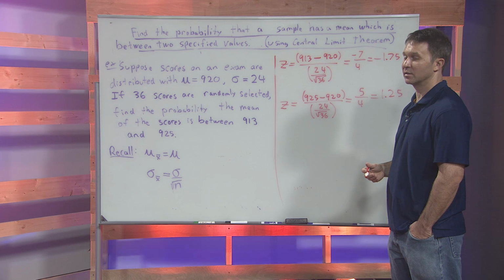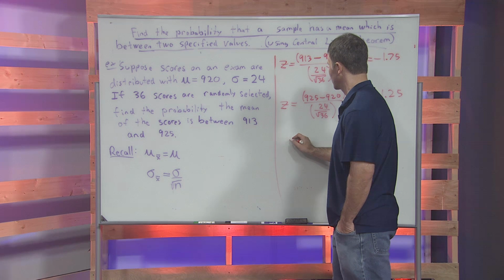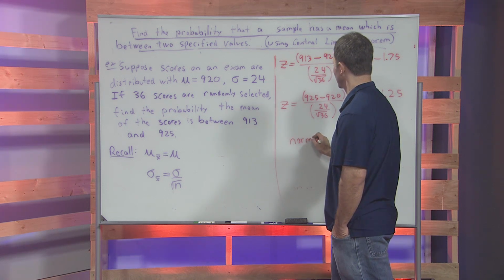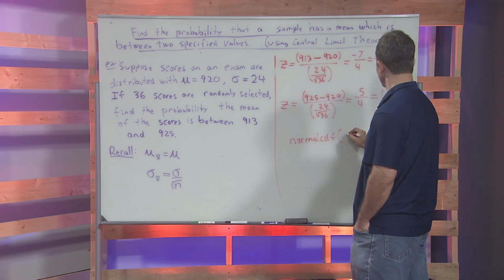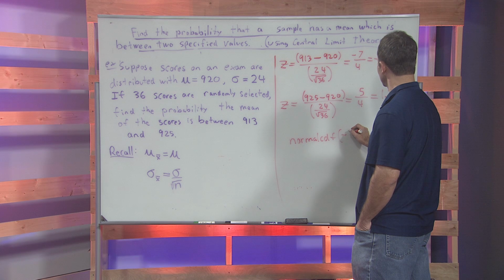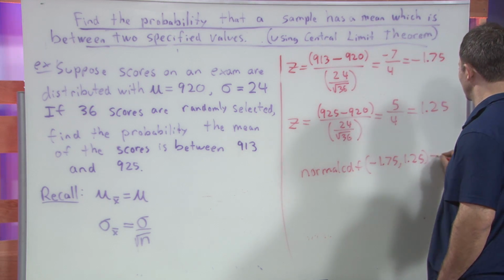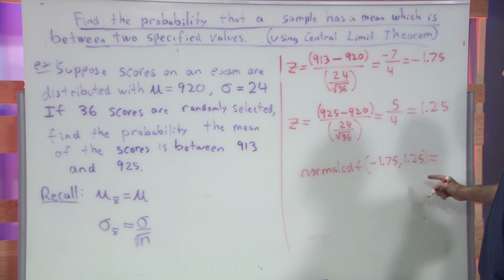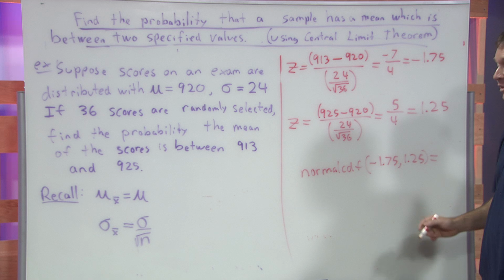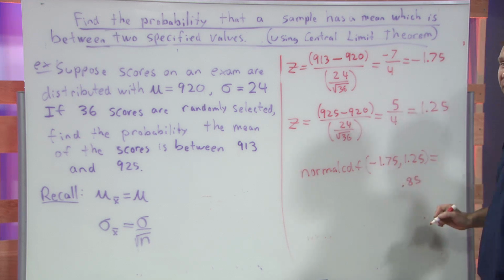Since the problem was to find the area between these two, we need to use normal CDF. And it's going to be normal CDF, the smaller z-score, comma, the bigger z-score. So normal CDF, smaller z-score, -1.75, comma, 1.25. And when you calculate that, you're going to get 0.8543.